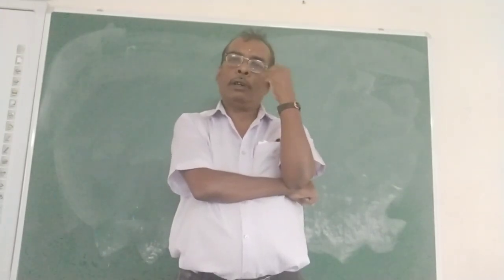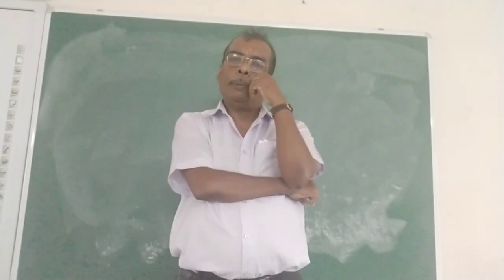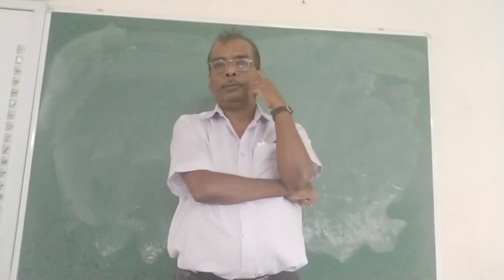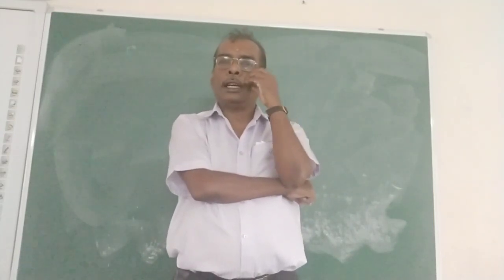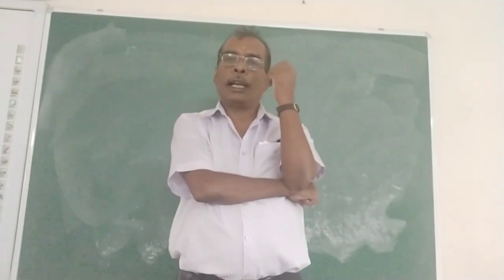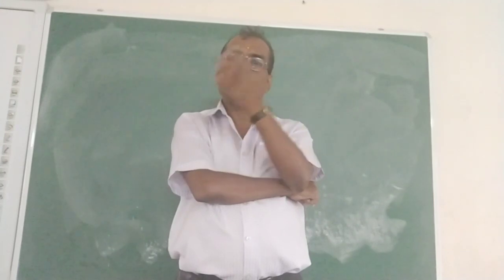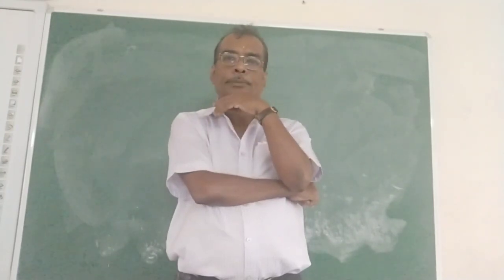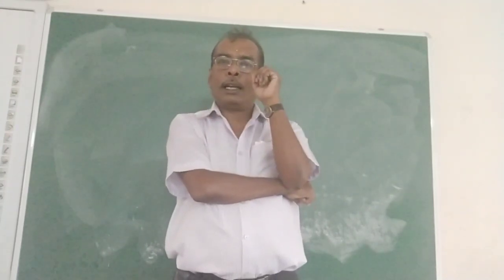Rectangle or square, whatever it is, these are nothing but branches of the parallelogram. Parallelogram is the head of this family, and under this parallelogram, you can say rectangle is coming, the square is coming, rhombus is coming, etc. So now about the rectangle.